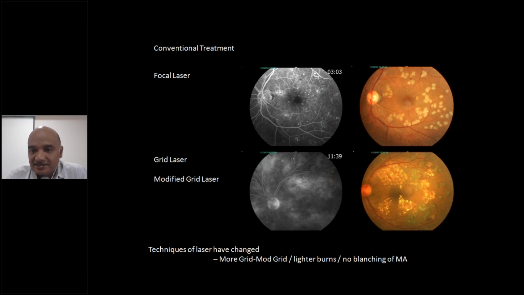Now this laser is given only within the macular area for diabetic maculopathy. Now what do you do if the patient is having proliferative diabetic retinopathy? In proliferative diabetic retinopathy, how do you go about treating the patient?